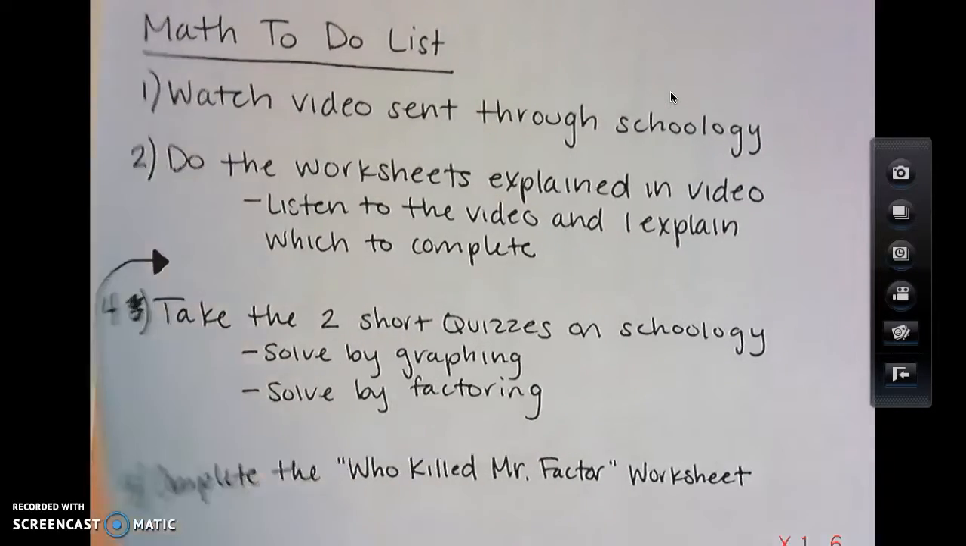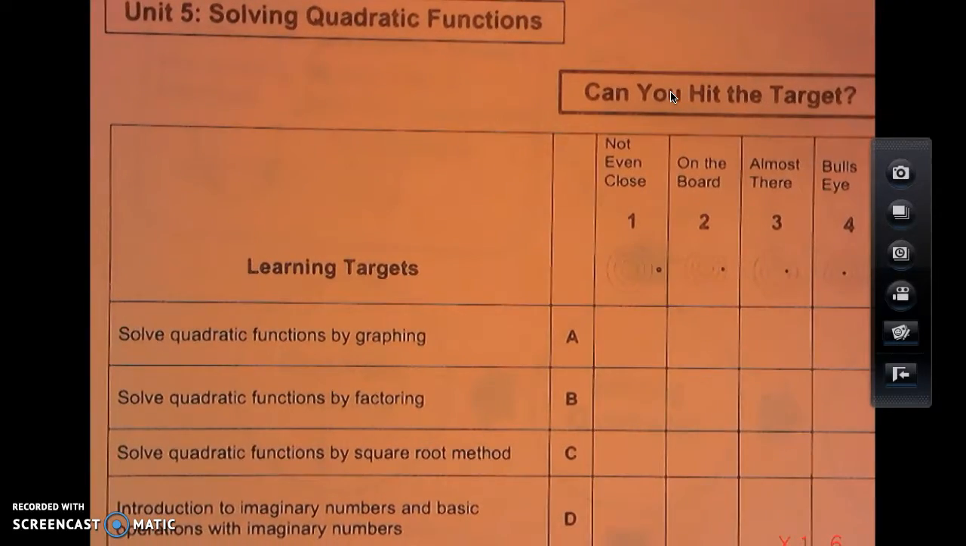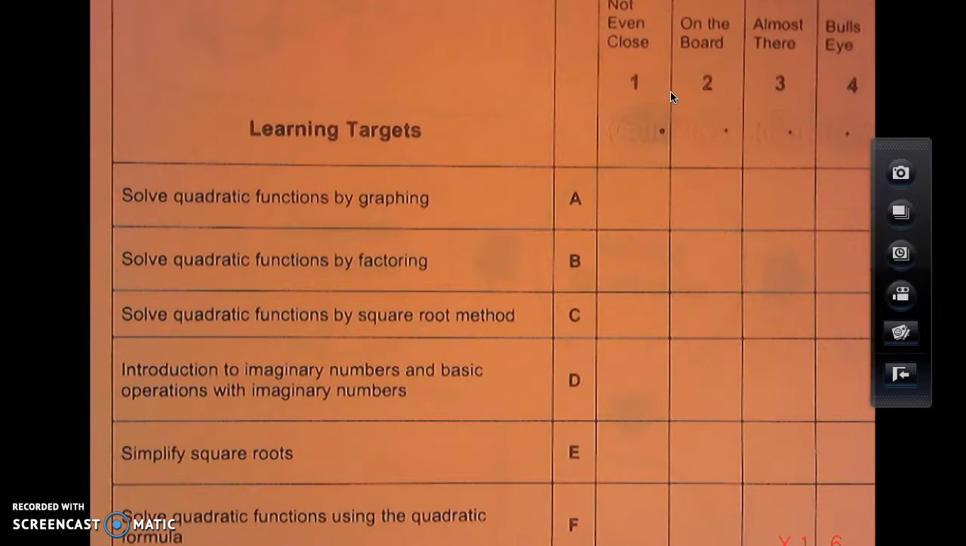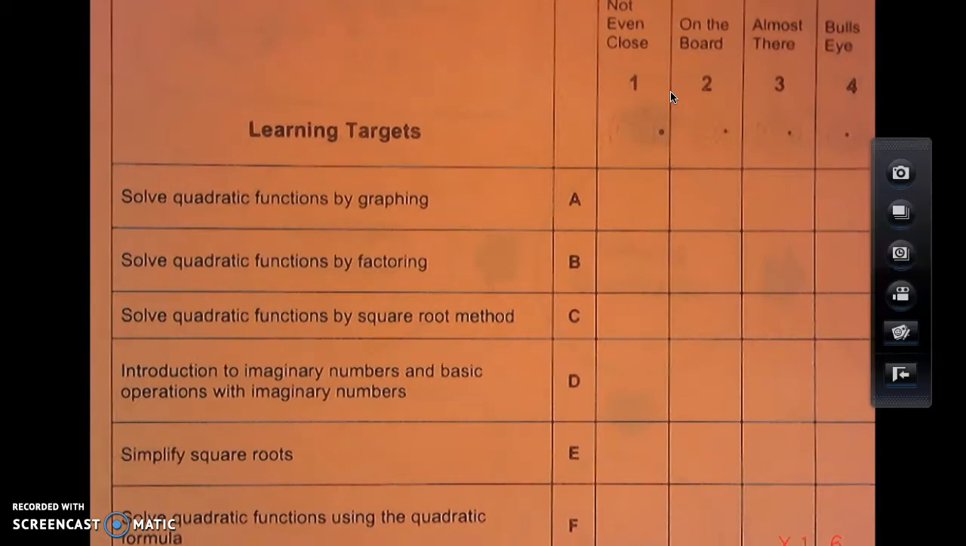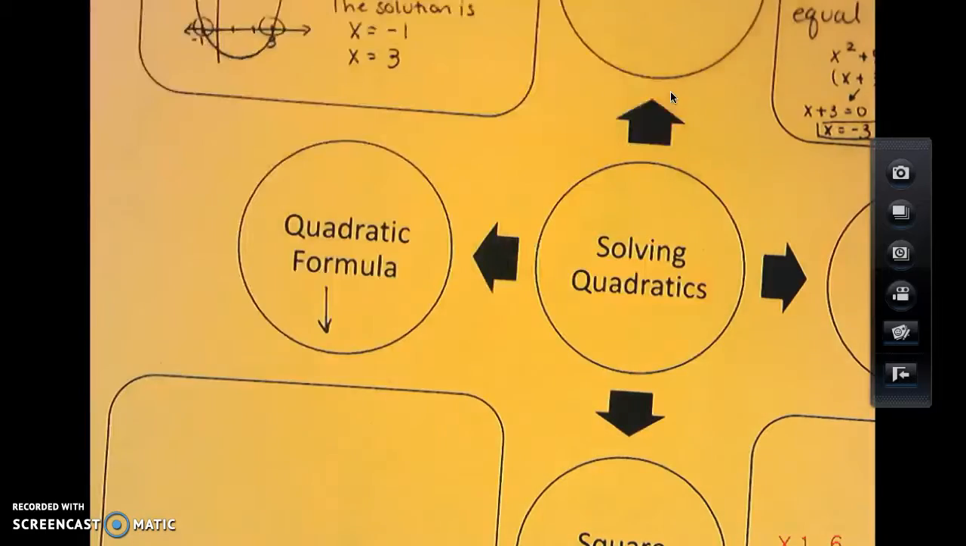Right now, what we're learning is solving quadratic functions. Before, we graphed them and changed forms, but now we're actually going to solve them. I put this in your folder as well, so you can take a look at the different learning targets and understand what we're going to be working on. This is just for your information.